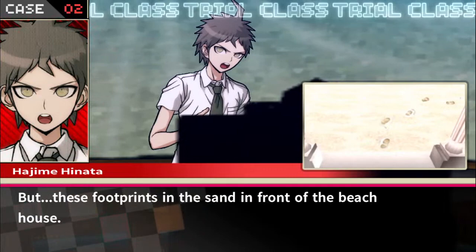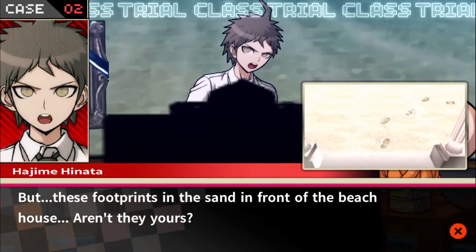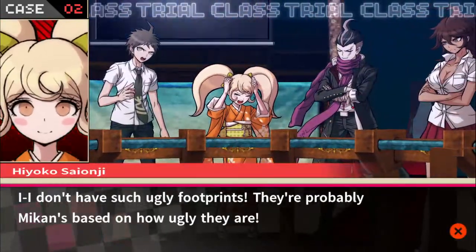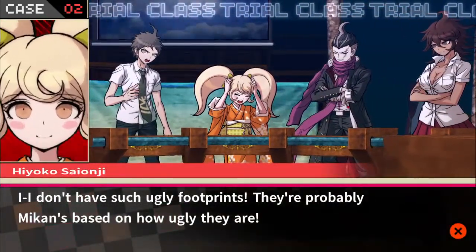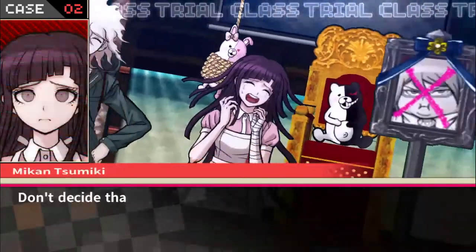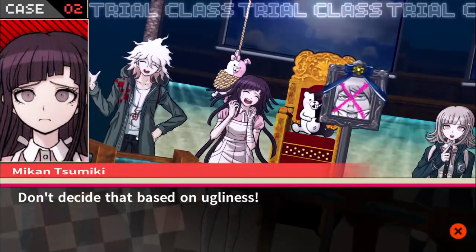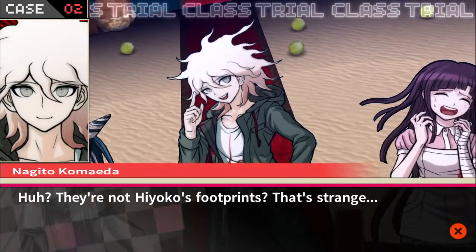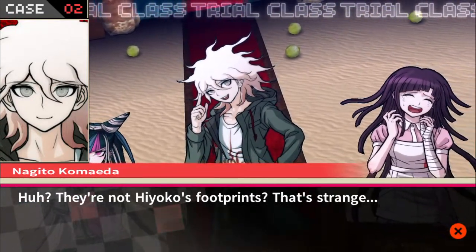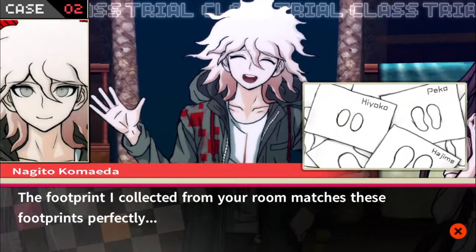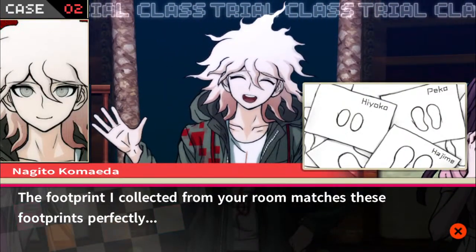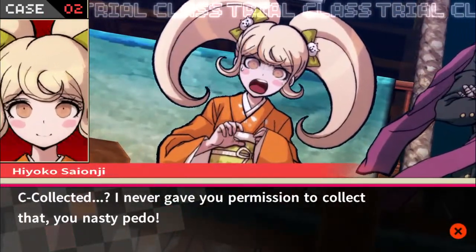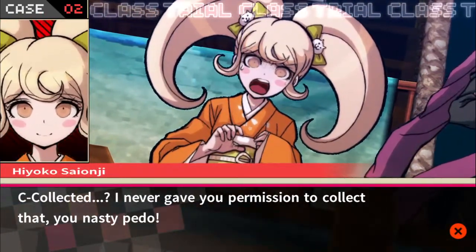But these footprints in the sand in front of the beach house, aren't they yours? I don't have such ugly footprints! They're probably Nikon's based on how ugly they are. Don't decide that based on ugliness! They're not Hyoko's footprints? That's strange. The footprint I collected from your room matches these footprints perfectly. Collected? I never gave you permission to collect that, you nasty pedo!